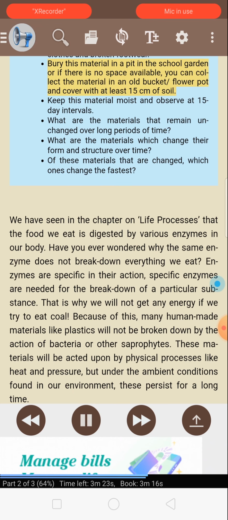Bury this material in a pit in the school garden, or if there is no space available, you can collect the material in an old bucket or flower pot and cover with at least 15 centimeters of soil. Keep this material moist and observe at 15-day intervals. What are the materials that remain unchanged over long periods of time? What are the materials which change in form and structure over time? Of these materials that are changed, which ones change the fastest?